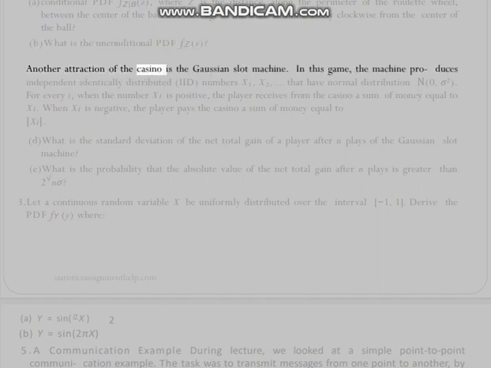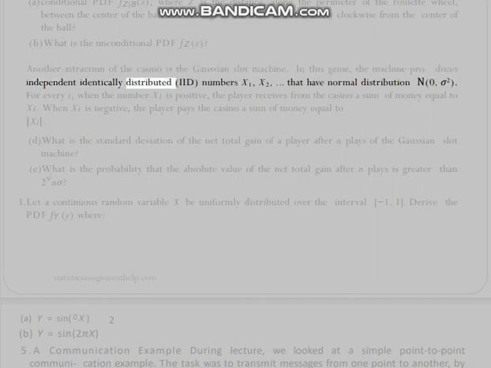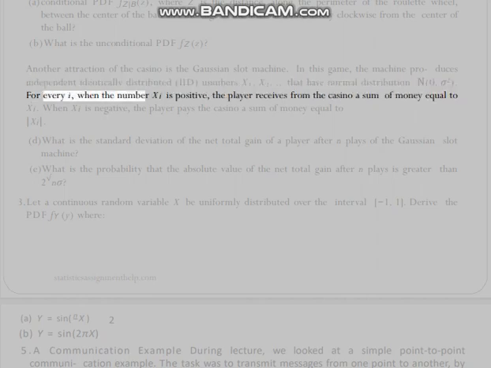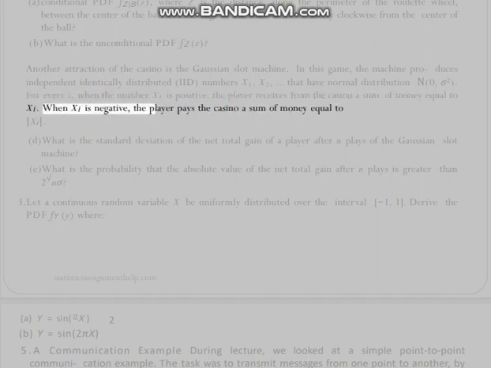Another attraction of the casino is the Gaussian slot machine. In this game, the machine produces independent identically distributed (IID) numbers X1, X2, and so on, that have normal distribution N(0, sigma squared). For every i, when the number Xi is positive, the player receives from the casino a sum of money equal to Xi. When Xi is negative, the player pays the casino a sum of money equal to Xi.